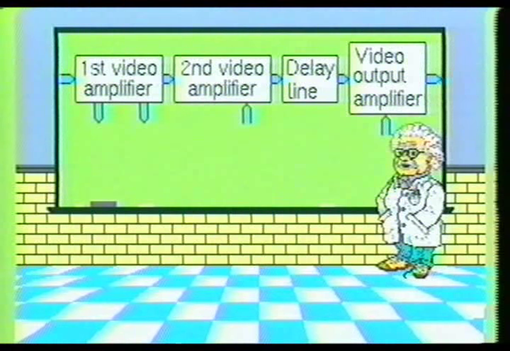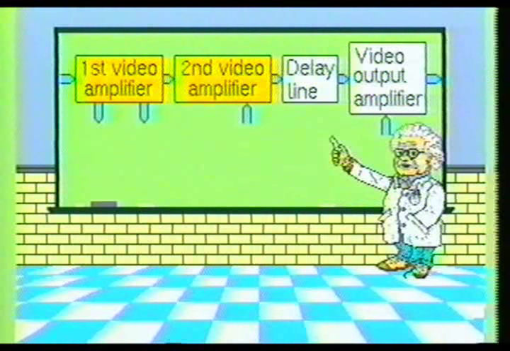The four primary blocks which make up the Y signal portion of the television receiver are the first video amplifier, the second video amplifier, the delay line stage, and the video output amplifier stage. The primary function of the first two video amplifier stages is to boost the video signal to a level sufficient to feed the video output amplifier stage.